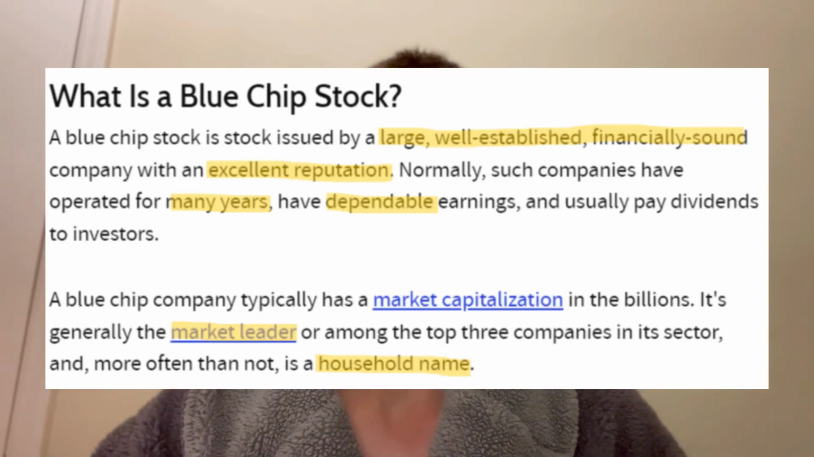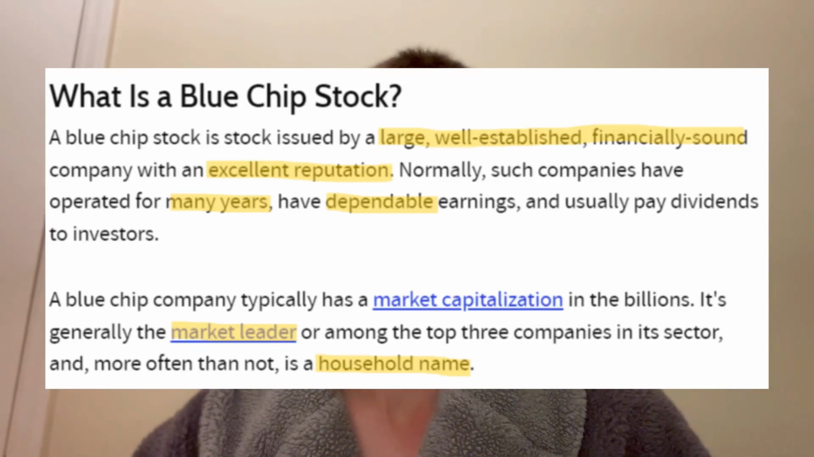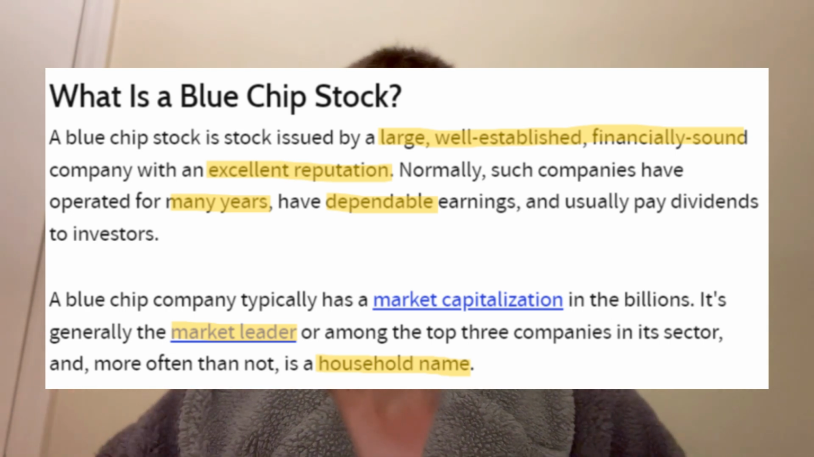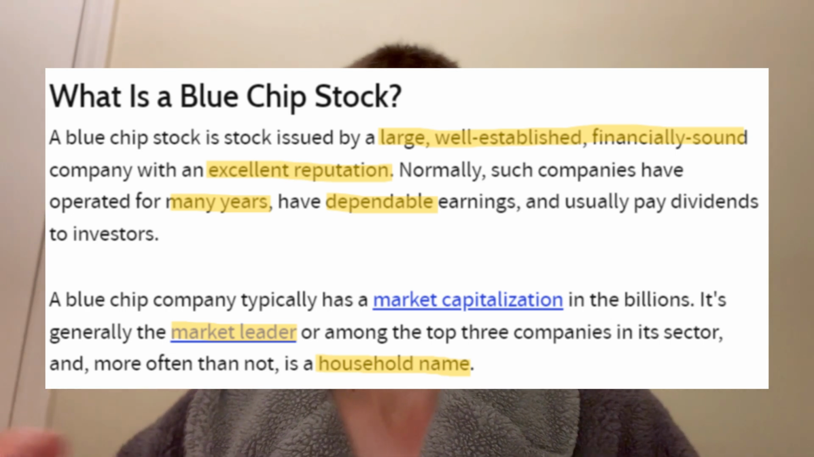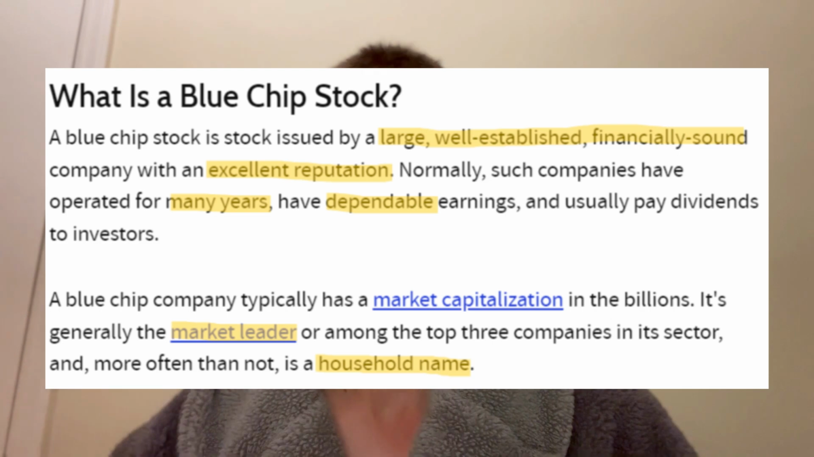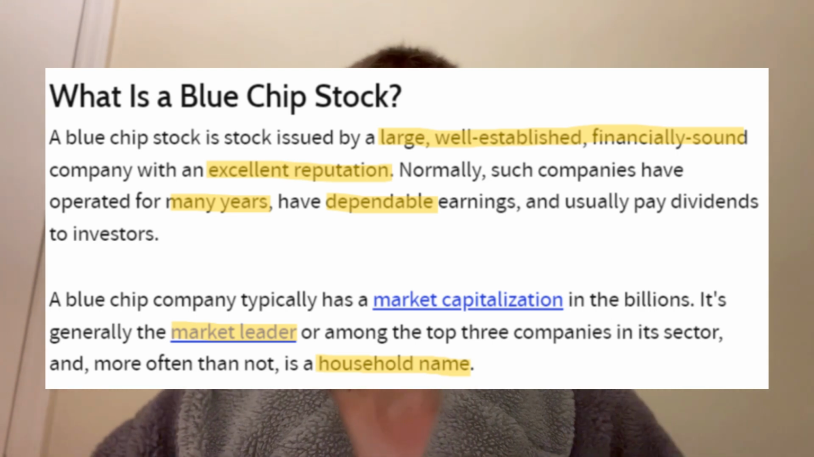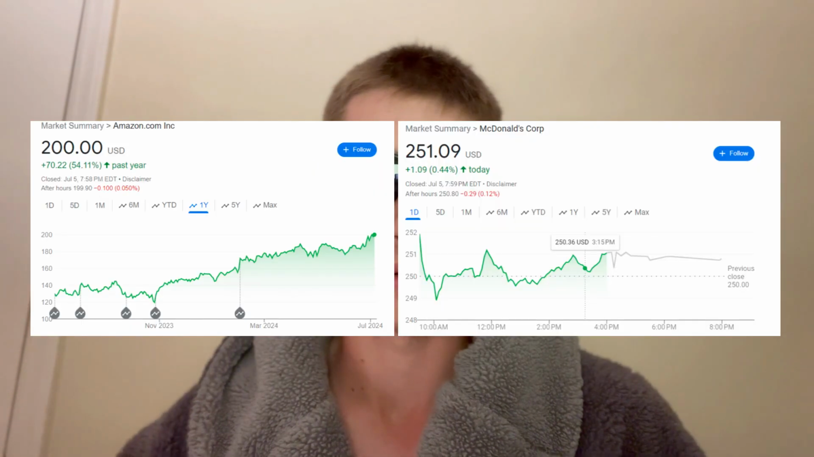Blue chip stocks are large and stable companies with a history of financial stability. So they've been weathering economic recessions, COVID, stuff like that. And they also have strong performance. Think of companies like Amazon and McDonald's.